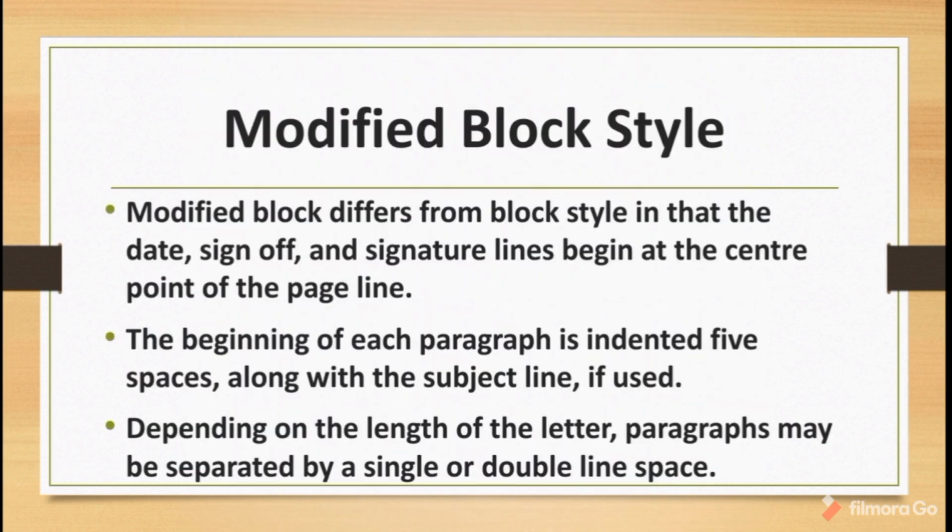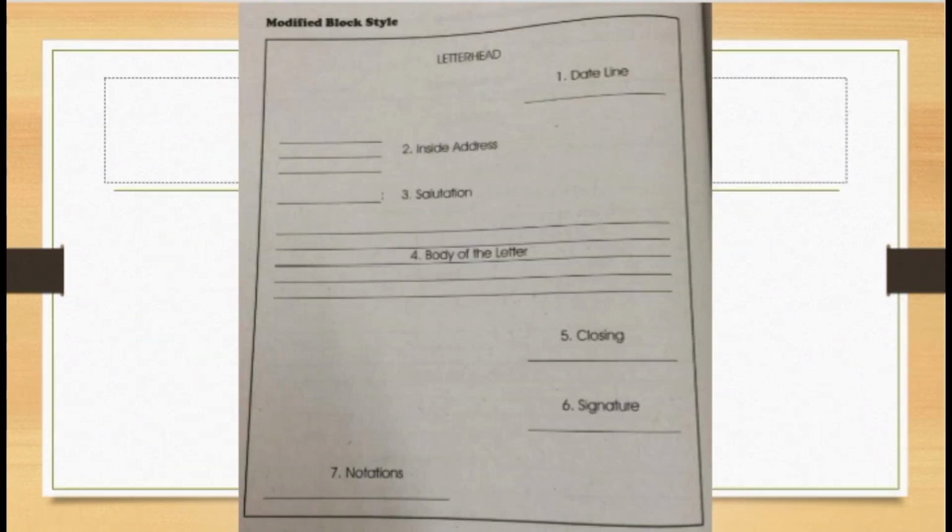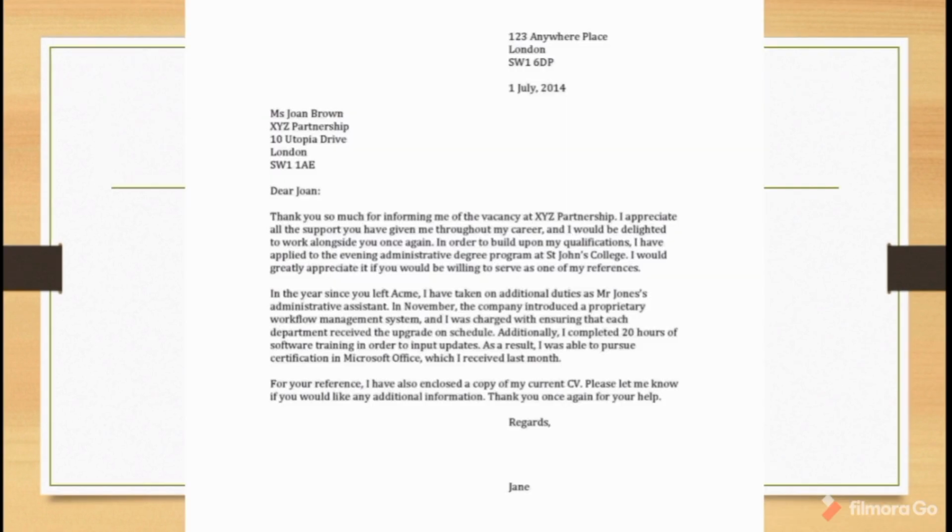The second one is modified block style. Modified block differs from block style in that the date, sign-off, and signature lines begin at the center point of the page line. The beginning of each paragraph is indented 5 spaces, along with the subject line, if used. Depending on the length of the letter, paragraphs may be separated by a single or double line space. Here is the format of modified block style, and here is the example of a letter in modified block format.